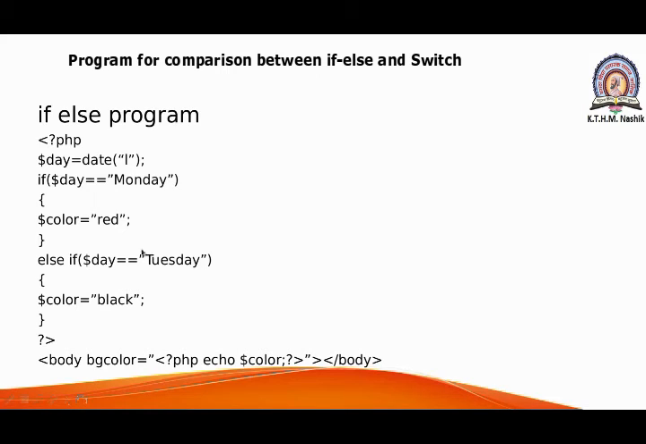So the next is again the else part. If $day equal to, within double quotes, Tuesday, then the statement for this condition is again within the left curly bracket and right curly bracket. Color equal to, within double quotes, black. The semicolon is the separator, you know that. So in another condition, when the day is Tuesday, then the color is black.